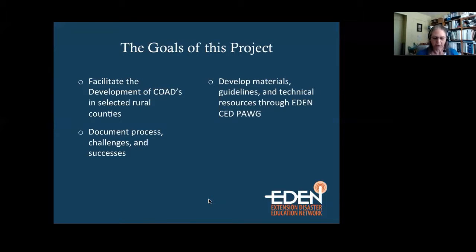The final and overarching goal of the process was to develop guidance and materials for other Extension staff who would like to assist their counties in development of a COAD. And along those lines, we have put together documents on the process, materials and guidelines and technical resources that are available now online through Eden. Next slide.